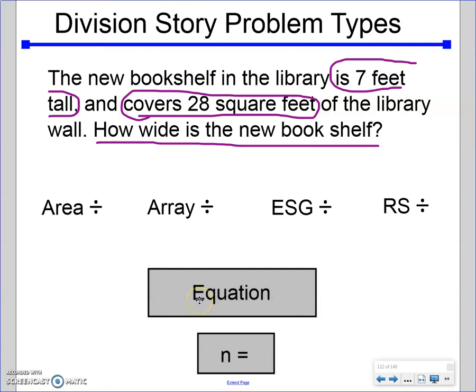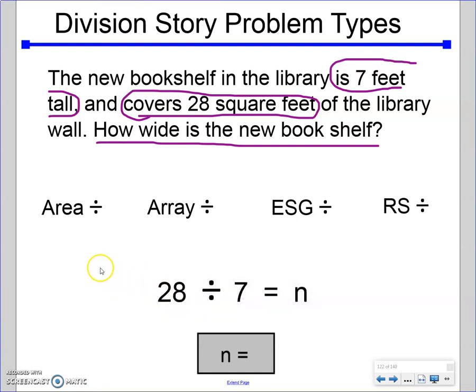I agree. The equation we would use to solve this problem would be 28, the total number of square feet, divided by 7, how tall it is, would tell us n, how wide the bookshelf is. What is 28 divided by 7? What does n equal in this problem? I agree. In this problem, n equals 4, because 4 times 7 equals 28. So 28 divided by 7 equals 4. The bookshelf is 4 feet wide.